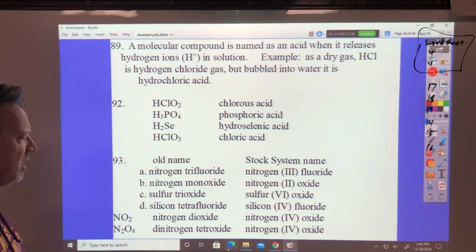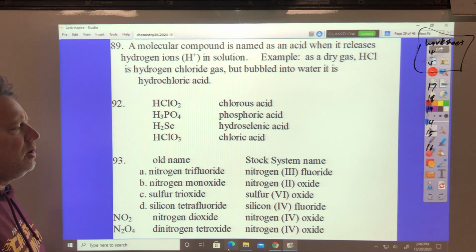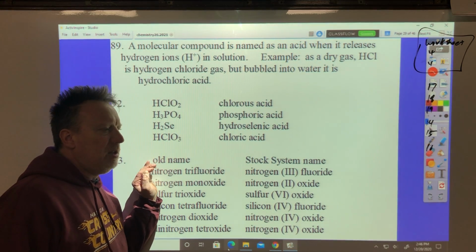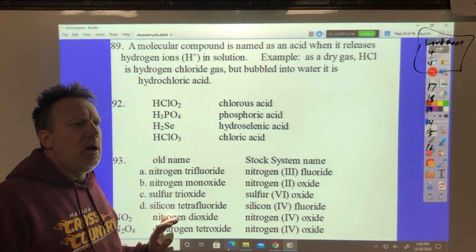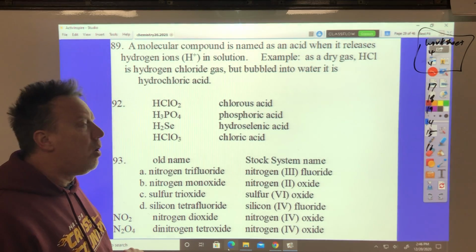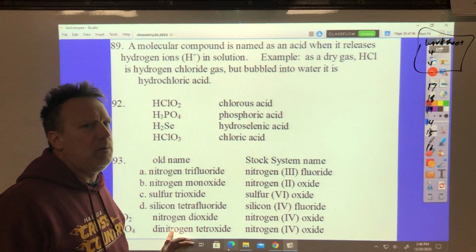Two more, nitrogen dioxide and dinitrogen tetroxide. There is a stock system name. The old naming system is not acceptable unless you have to use it. And there are times when you have to use it. Or if you're talking about gases, for some reason, we usually use the old naming system.